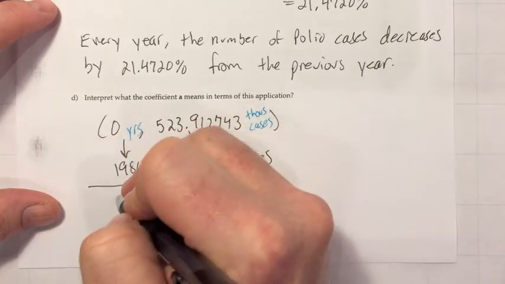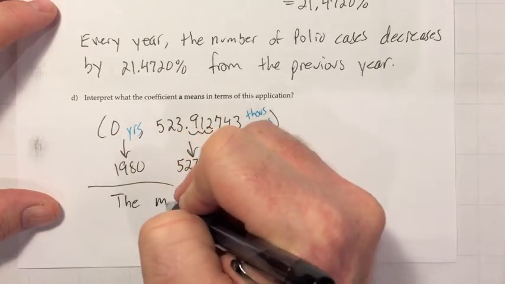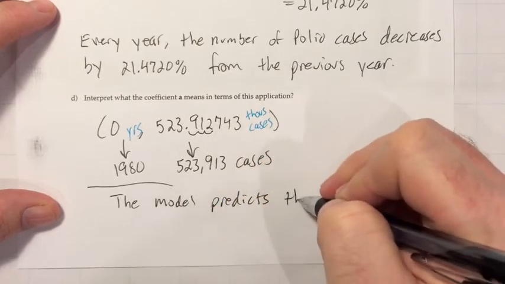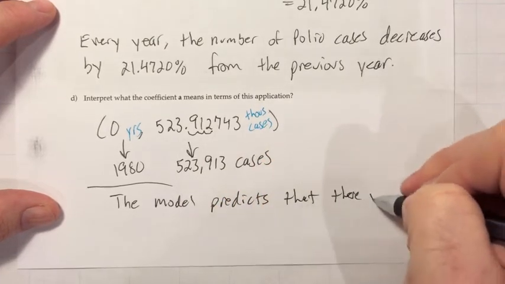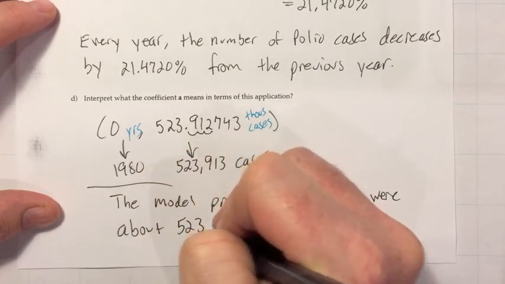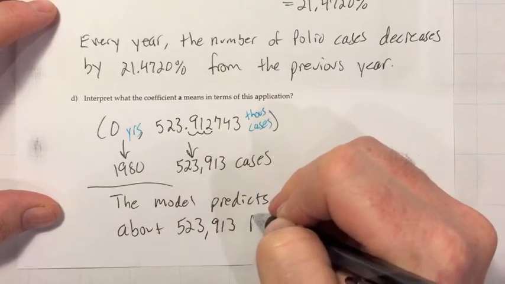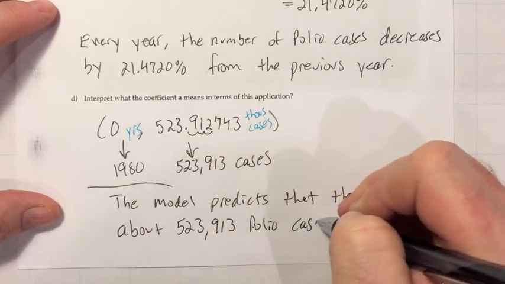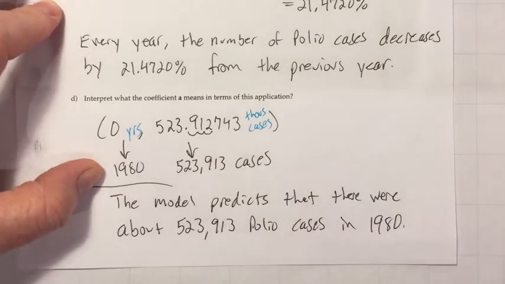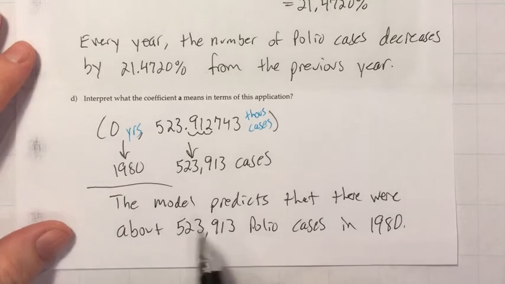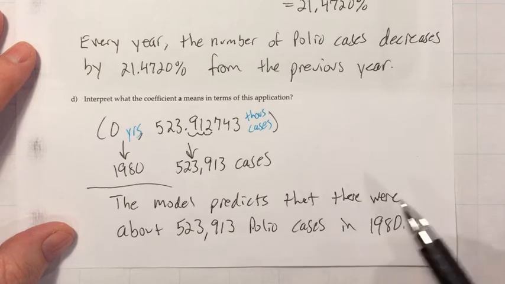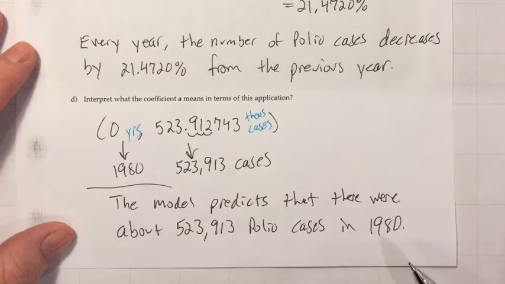So I'm going to say the model predicts that there were about 523,913 polio cases in 1980. So I just want to point something out. The model predicts isn't always what the truth was, right? So according to this model, it looks like that's how many cases there would have been in 1980.